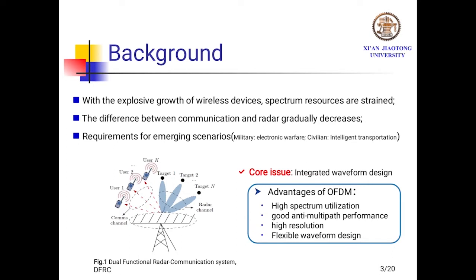One of the core issues of dual functional radar communication system, as shown in Figure 1, is the integrated waveform design. Considering the advantages of OFDM signal in both communication and radar, such as good anti-multipath performance and high resolution, it's an appropriate choice.